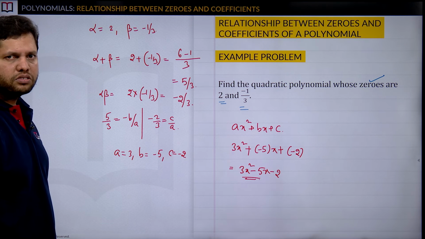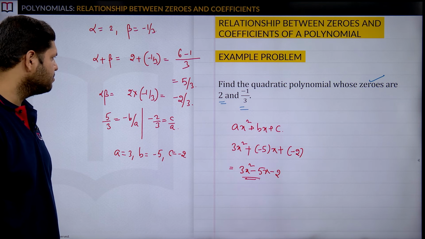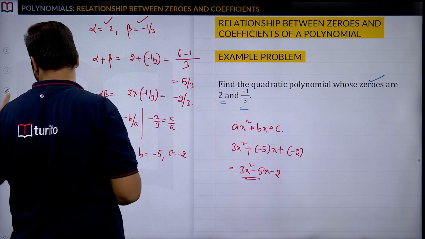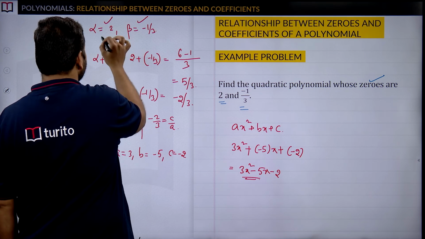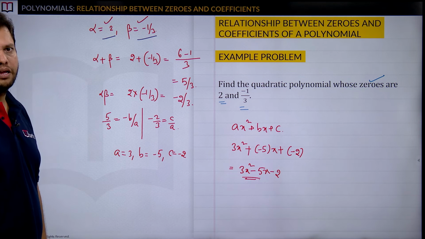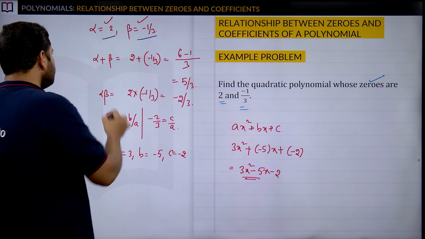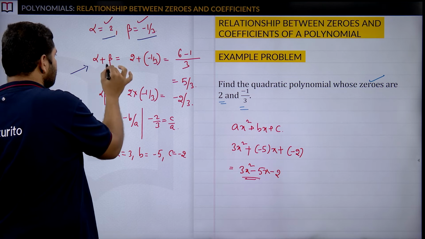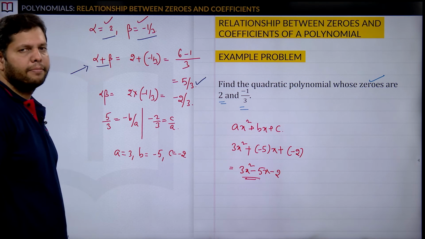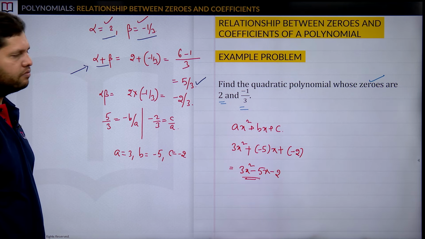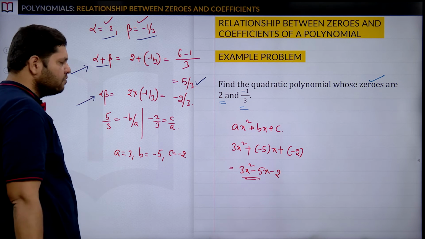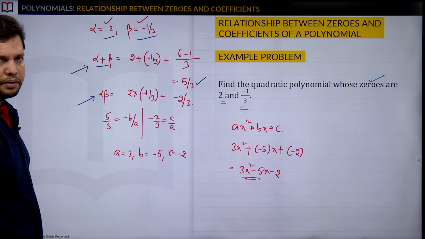Clear, children? Any doubts? Just look at the question and see the answer. First they have given the alpha and beta value, children. So alpha value is 2 and beta value is minus 1 by 3. Now I am finding alpha plus beta value. So I got the answer 5 by 3. That is alpha plus beta value. Then I am finding alpha into beta value. That is the product of the zeros. That is minus 2 by 3.